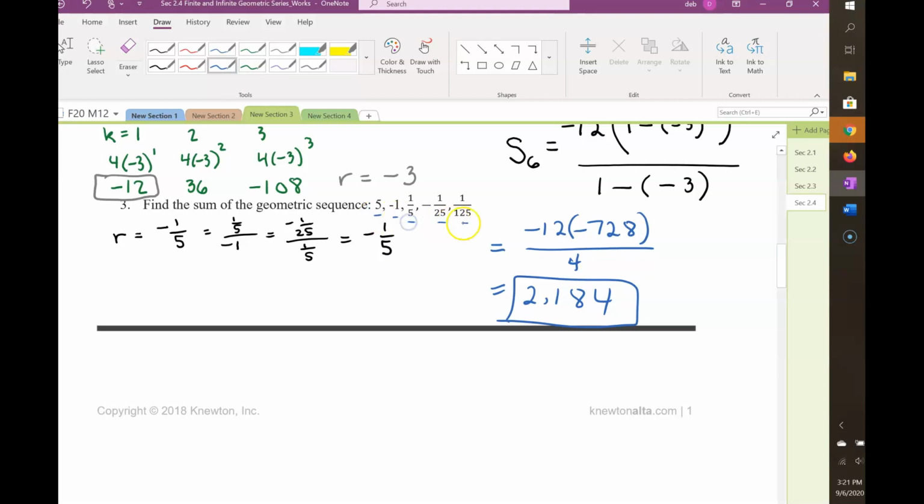And then we just have to count up the number of terms: 1, 2, 3, 4, 5. So we know our n is 5. And then we can see our first term here is also 5. So we're going to say S sub 5 equals the first term, 5, times 1 minus negative 1/5 to the power of 5, over 1 minus negative 1/5.